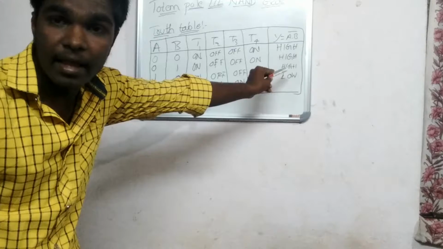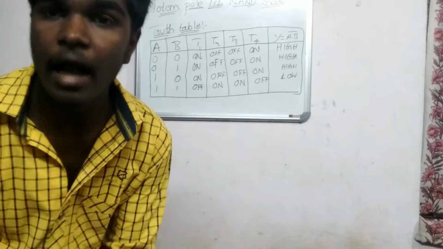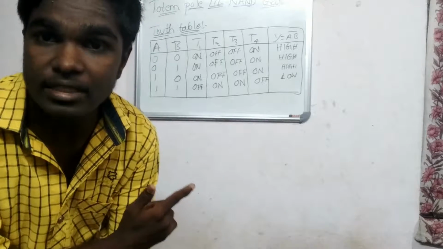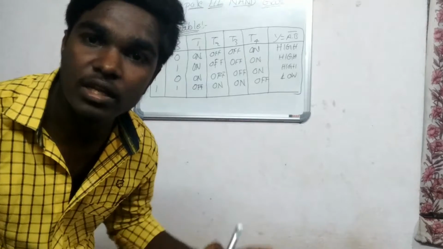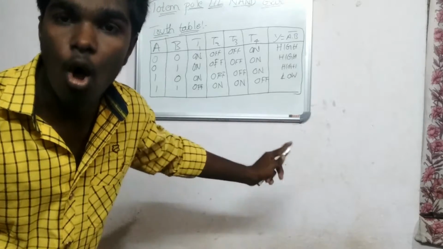The output is high. But in the last case, both A and B are 1. Let us see, the T1 transistor is in off state, T2 and T3 are in on state, T4 is in off state, and the output at Y is low.